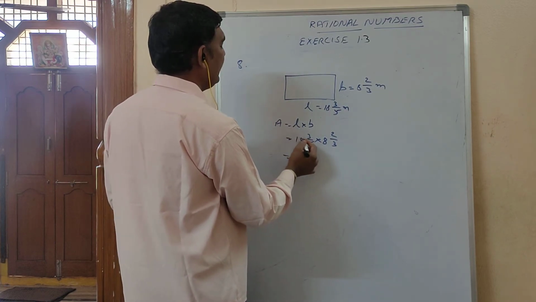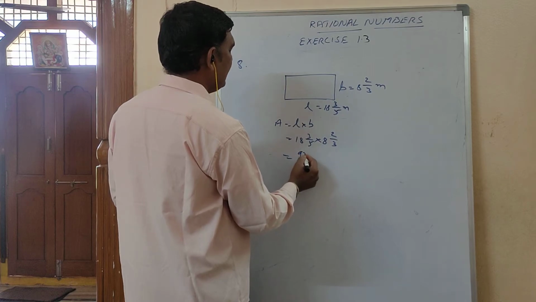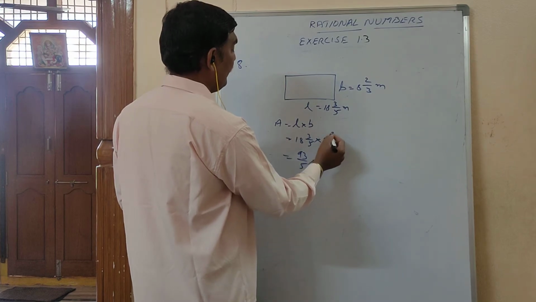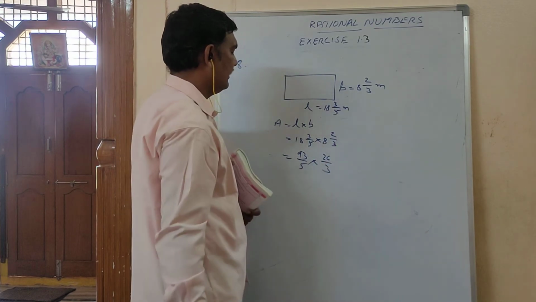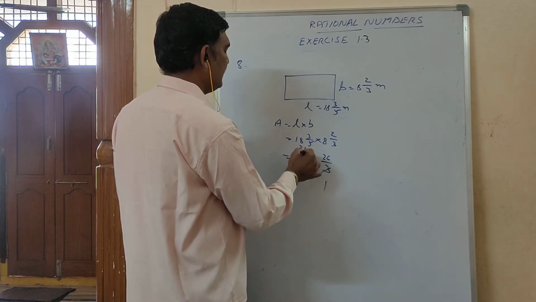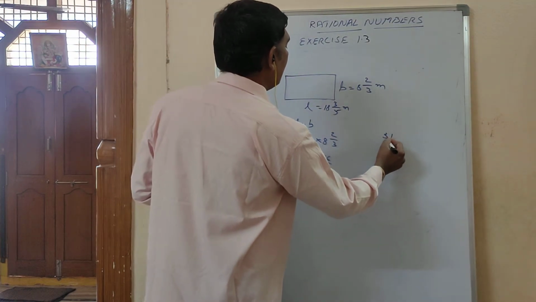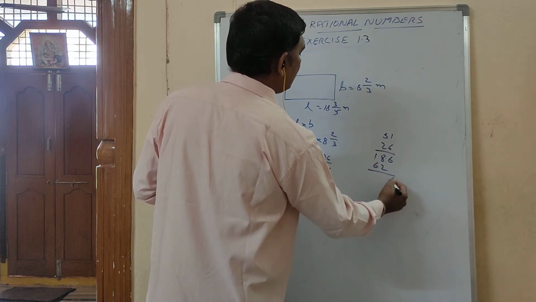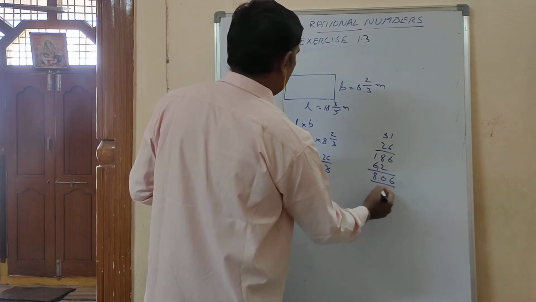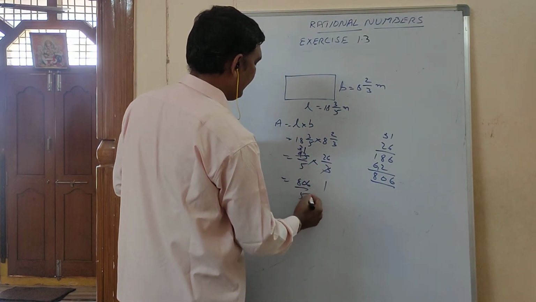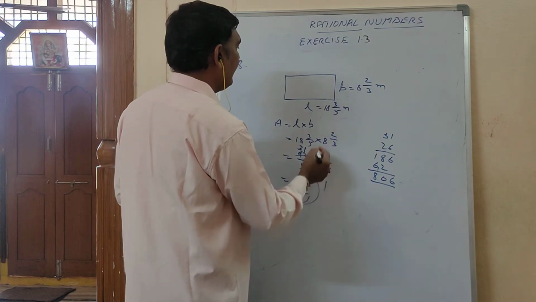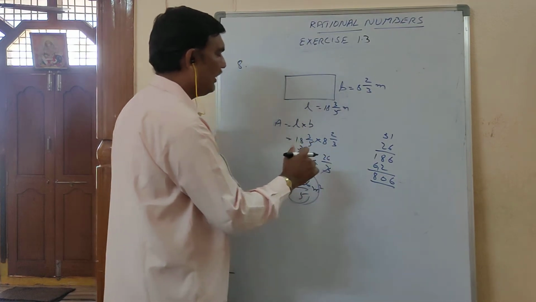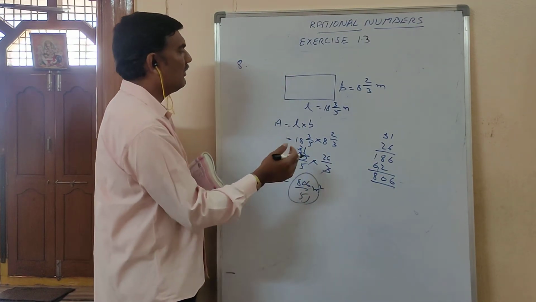18 5s are 90. 90 plus 3, 93 by 5, into 3 8s are 24 plus 2, 26 by 3. So 3 ones are 3, 3 threes are... 31 and 26 multiplied. 6 ones are 6, 6 threes are 18, 2 ones are 2, 2 threes are 6, 6 10, 8, so 806 by 5. Area's units are square meters. So what is the area of the rectangular park? It is this one. This you can convert into mixed fractions.